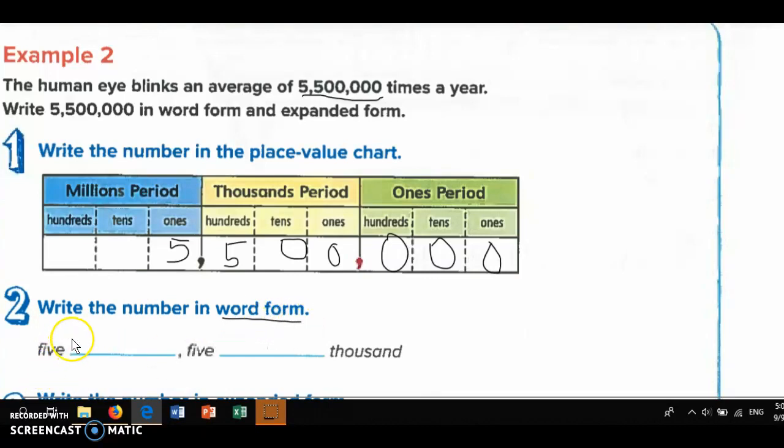Write the number in word form. Let's see. 5 million, 500,000. There you go. 5,500,000.